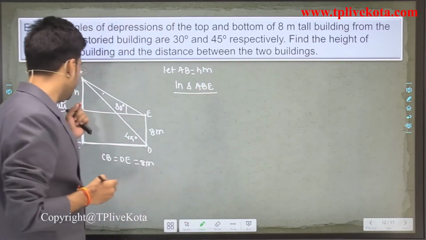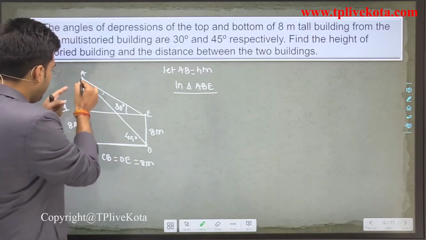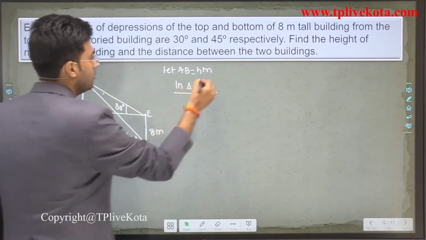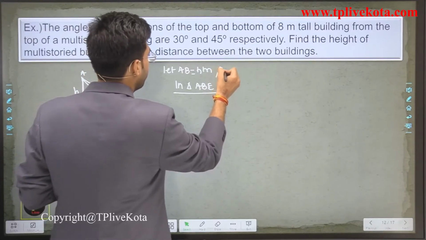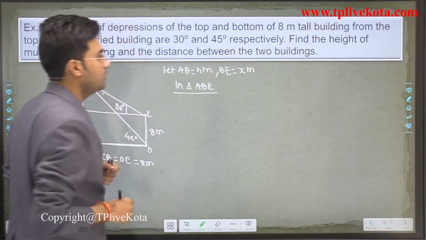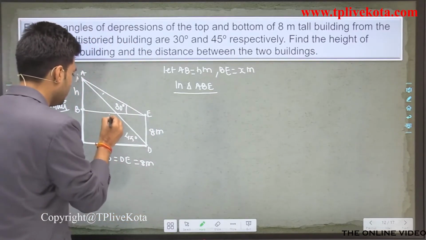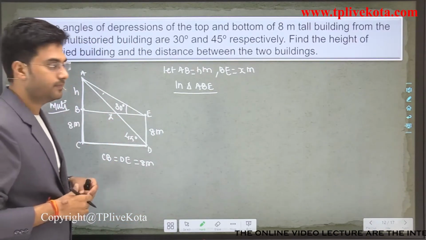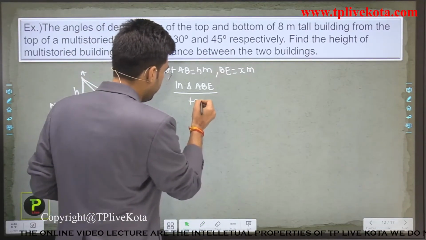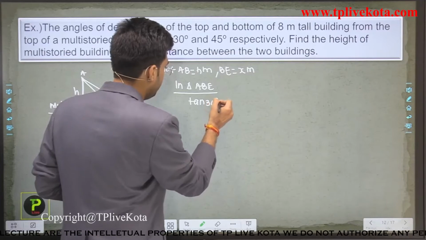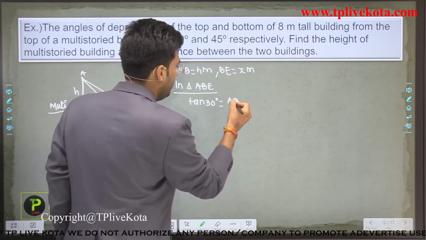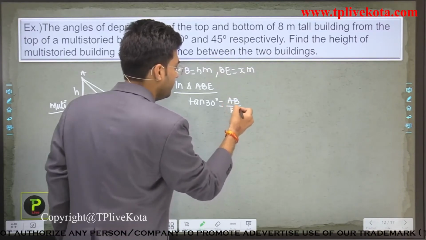In triangle ABE, we have AB as H and BE. Let's assume BE is equal to X meter. Clear? Now students, in this triangle, let's apply tan 30. Tan 30 is equal to what? AB divided by BE.